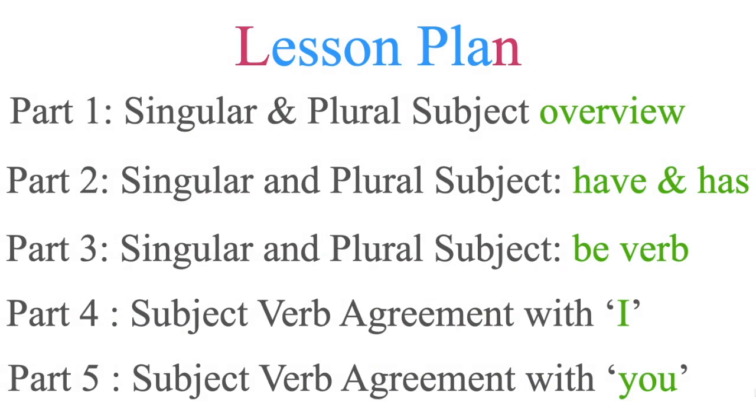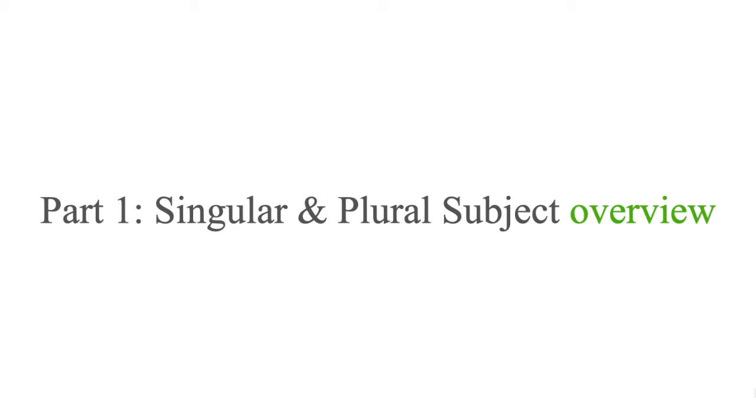So here is the lesson plan for today. We've got 5 parts to this class. It's a little bit long, I know, but hopefully I'll give you a nice overview of each section. So part 1, we'll look at an overview of singular and plural subjects. Part 2, we'll look at singular and plural subjects with have and has, and then the be verb, I and you. Okay, so let's just get straight into it.